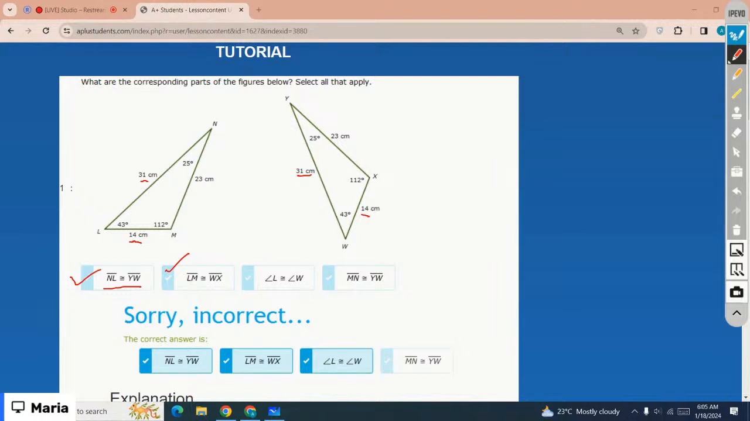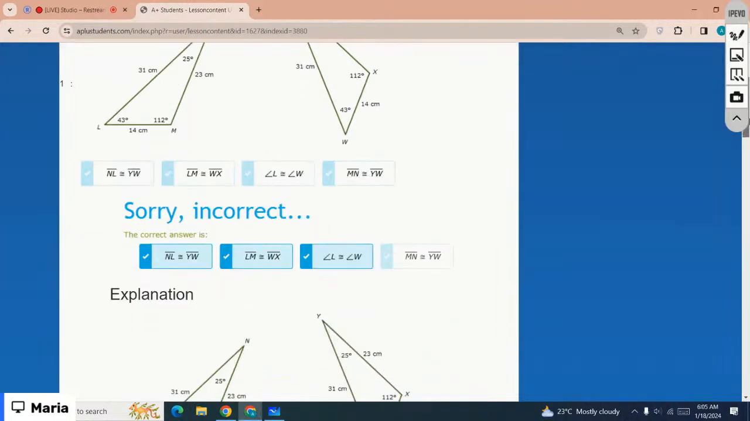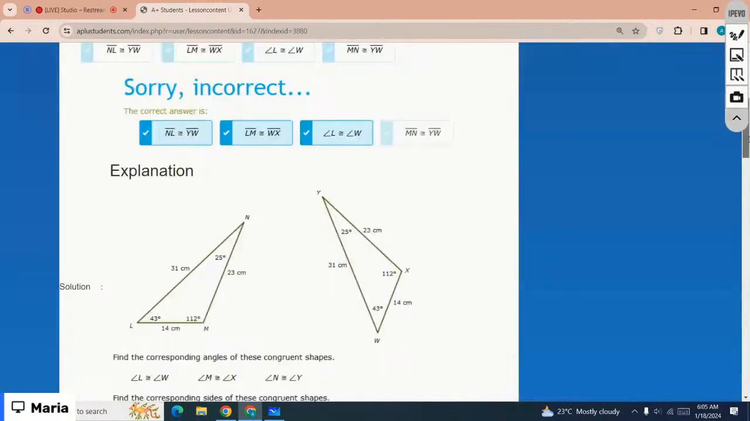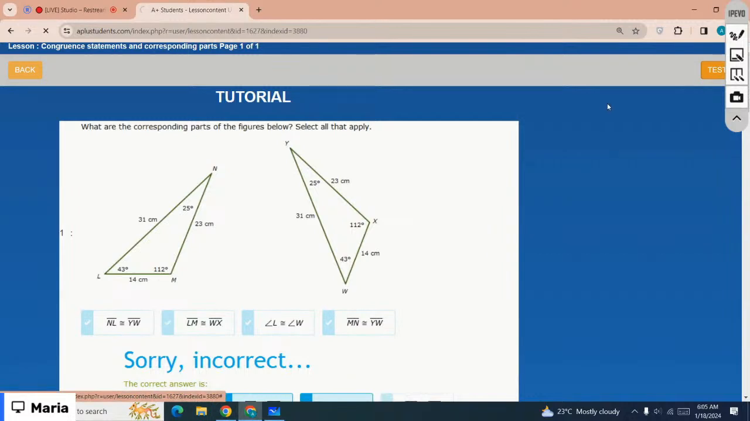The next one is angle L. Angle L here is 43 degrees and angle W is 43 degrees. They are also congruent. The last one is MN congruent to YW. MN is 23 centimeters and YW is 31 centimeters. They are not congruent. So the last one is not congruent. The other three are congruent. Now let's start the test questions.